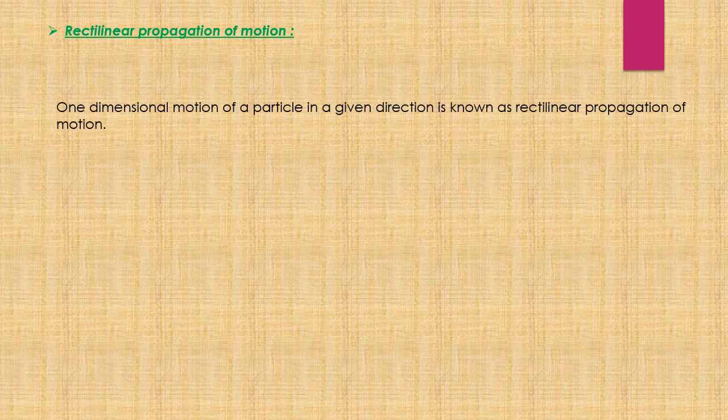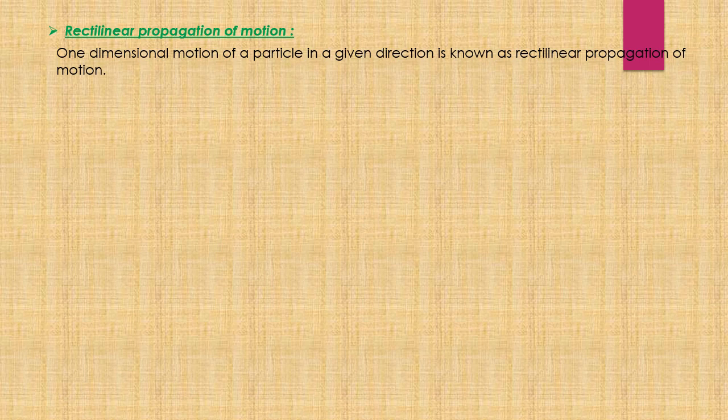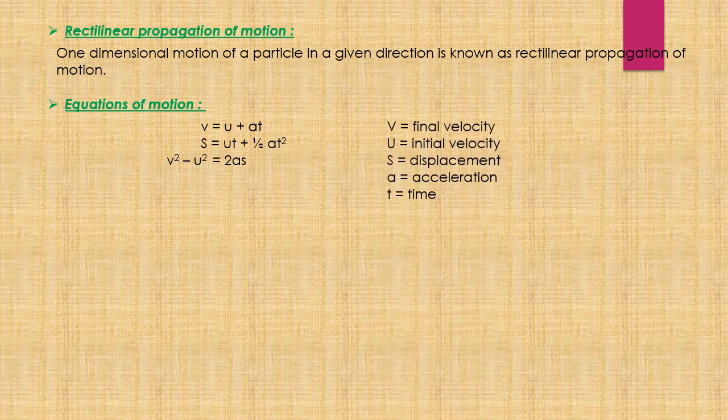Moving towards the next slide, we have rectilinear propagation of motion. One-dimensional motion of a particle in a given direction is known as rectilinear propagation of motion. Equations of motion. We need to understand these three equations: v = u + at, s = ut + half at square, and third, v square minus u square = 2as, where v is the final velocity, u is the initial velocity, s is displacement, a is acceleration, t is the time.